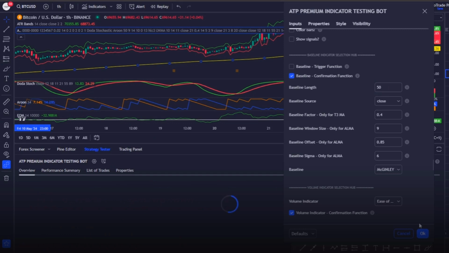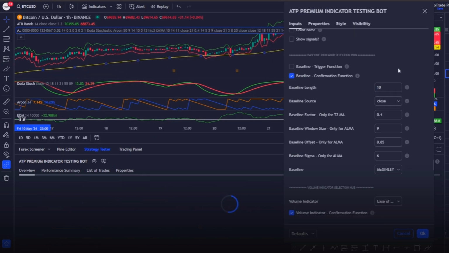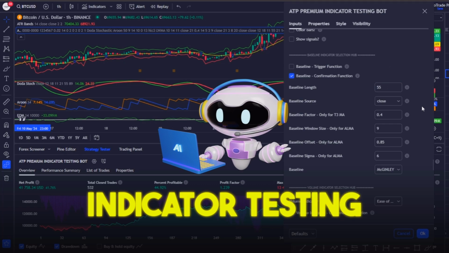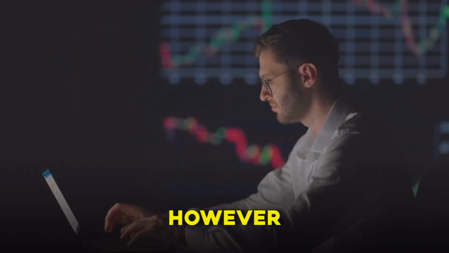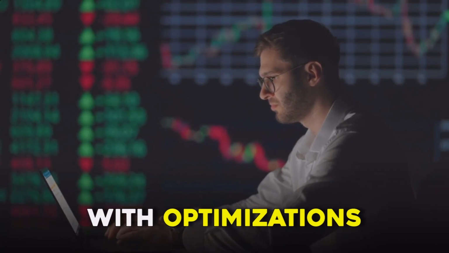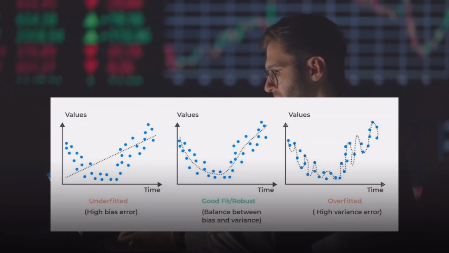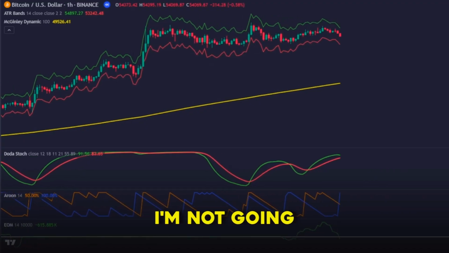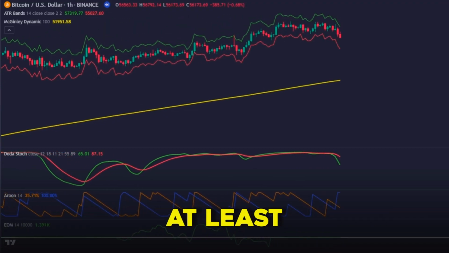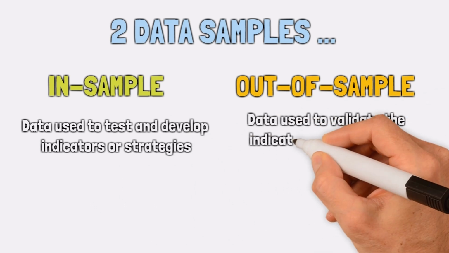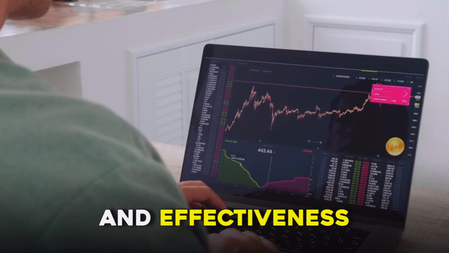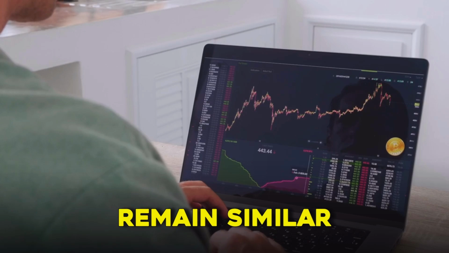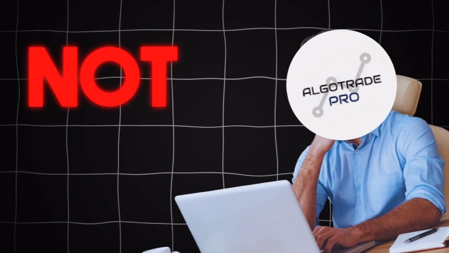And of course, I could still try to optimize the strategy, something that will be very easy with my indicators testing bot, because I could test other settings on our chosen indicators. However, we must always be careful with optimizations, as we can accidentally leave our strategy overfitted. In my case, I'm not going to do any optimizations, at least at this stage. But if you want to do so, I advise you to use the in-sample data to perform them and then the out-of-sample data to confirm if the consistency and effectiveness of the optimization remain similar. But our work is not finished yet.